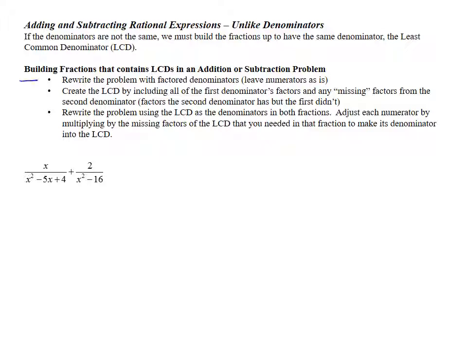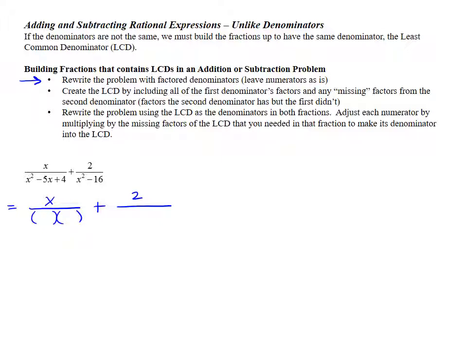So the first step, no matter what the problem is, if you don't have the same denominator, is to rewrite the problem with factored denominators, because part of finding a least common denominator is looking at the factors of those denominators. So here in my first example, I have x over x squared minus 5x plus 4 as my first fraction, and I have 2 over x squared minus 16 as my second fraction. So I'm going to keep the numerators exactly as is and just go ahead and factor out the denominators.